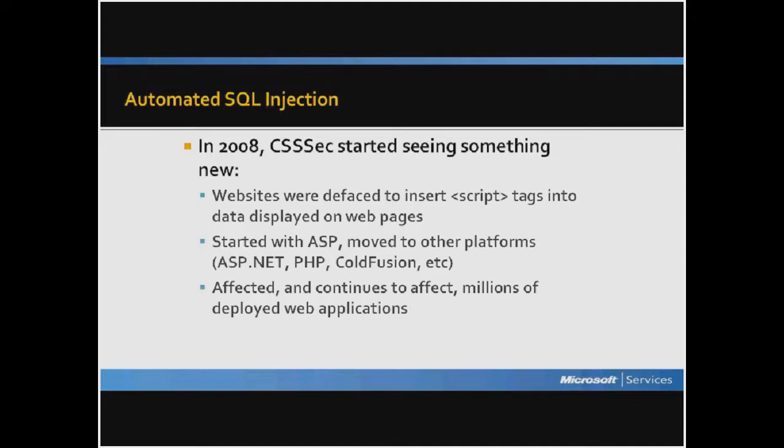And those that were vulnerable were defaced so that when legitimate users came to their site, there were scripts embedded in the text that was returned. Now, it started with ASP, so the original tool would go look for ASP sites where there were URLs in Google that included a question mark indicating that it took URI query strings. After that, we saw it move on to other platforms: ASP.NET, PHP, Cold Fusion. Pretty much every web platform we've seen has been affected.